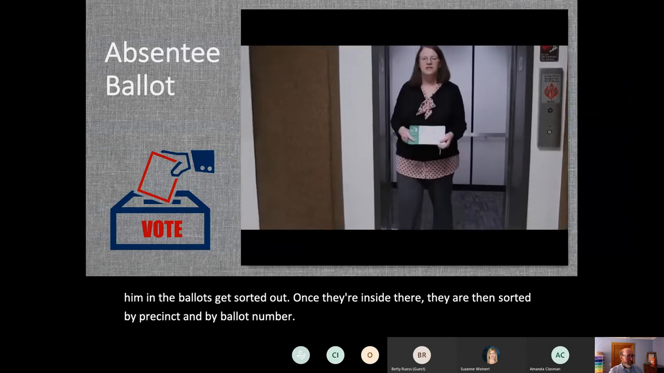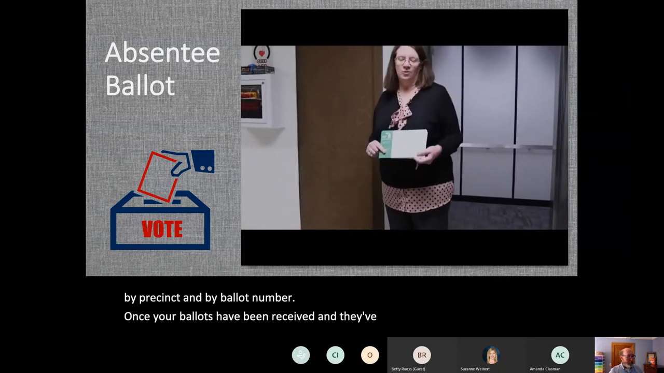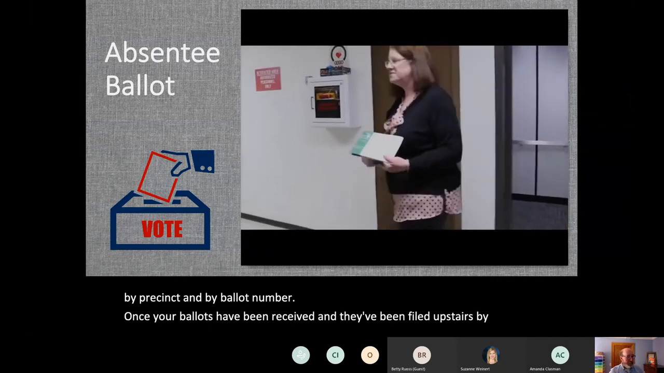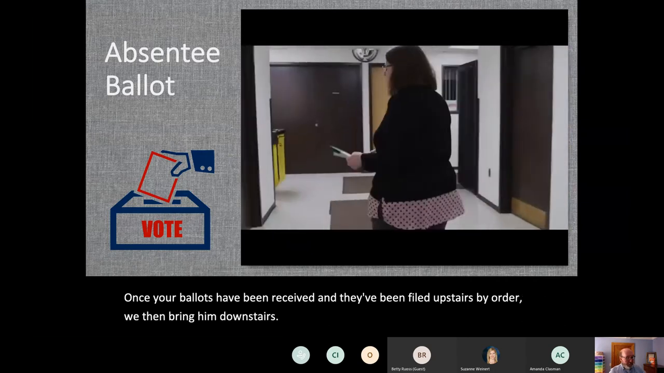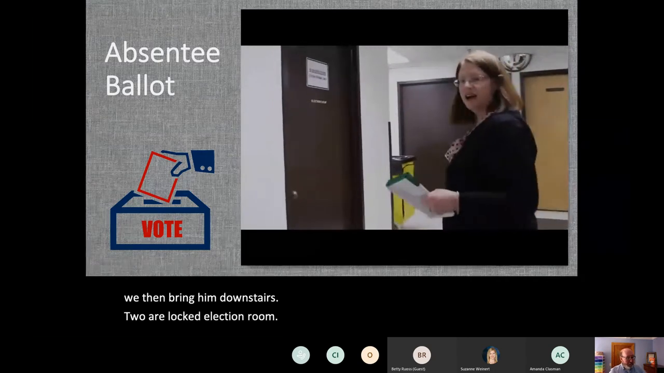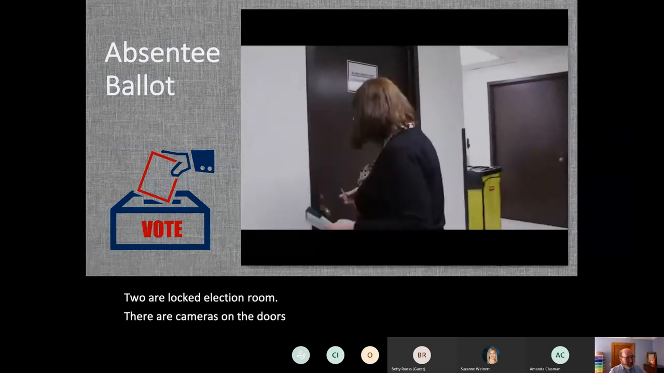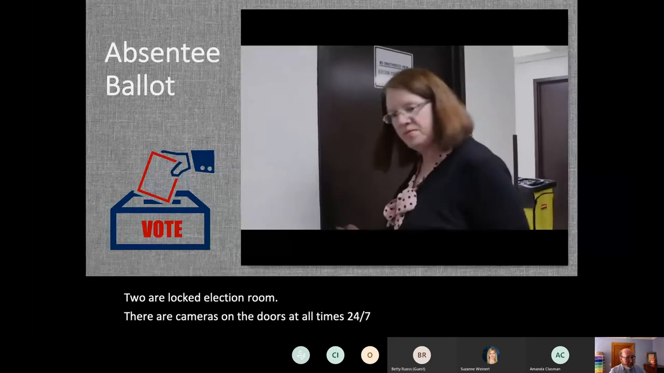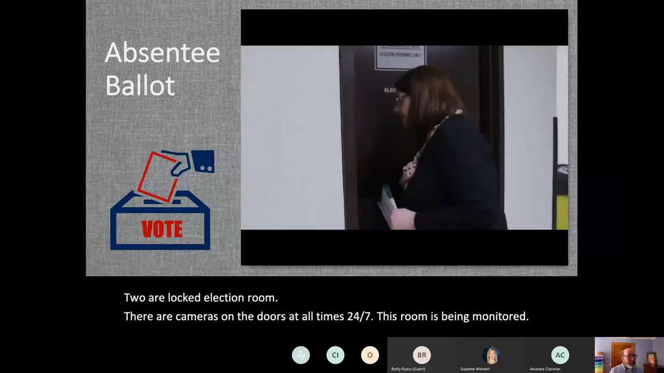Once your ballots have been received and they've been filed upstairs by order, we then bring them downstairs to our locked election room. There are cameras on the doors at all times, 24/7. This room is being monitored. We take it inside our election room.